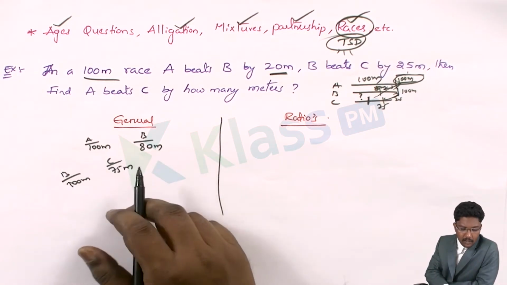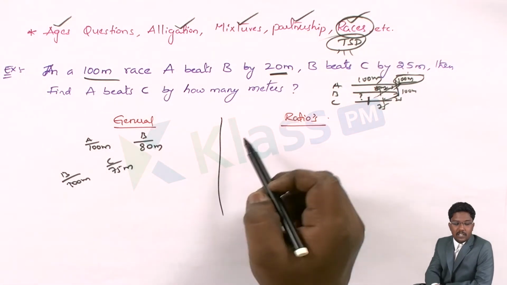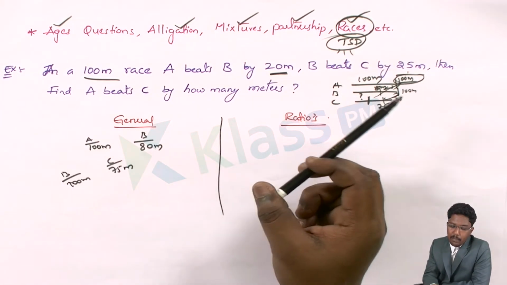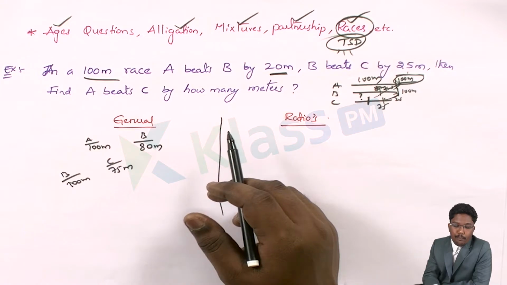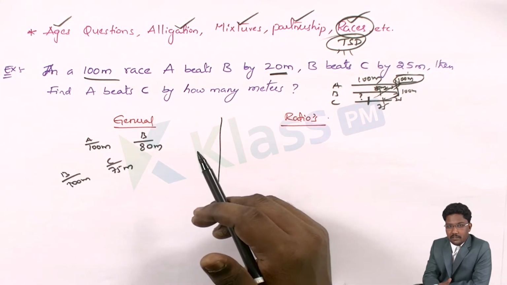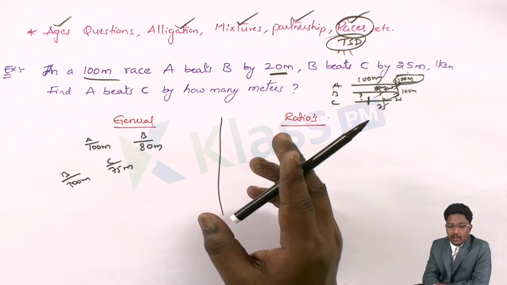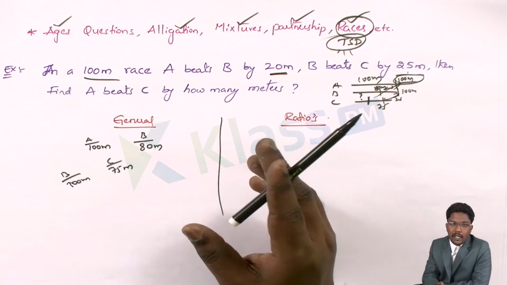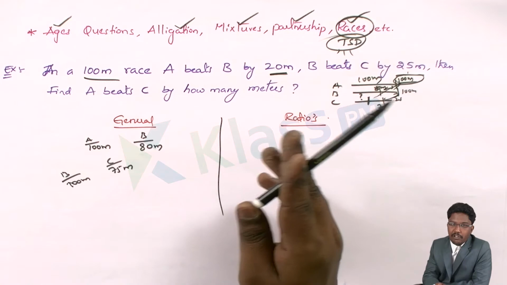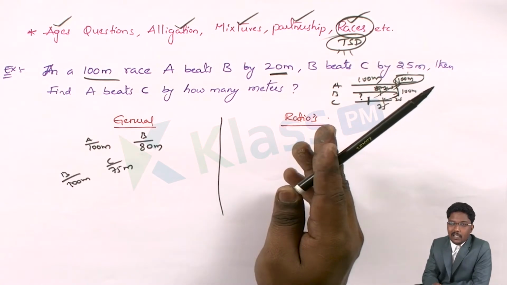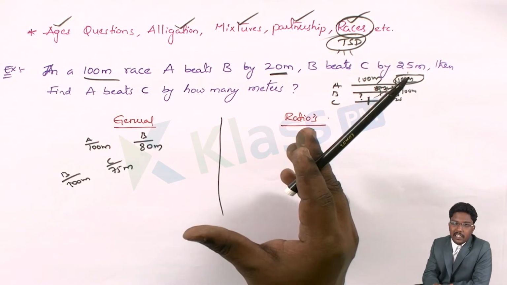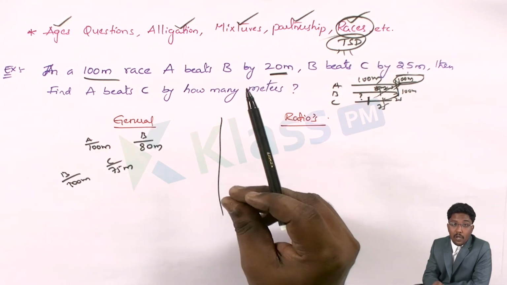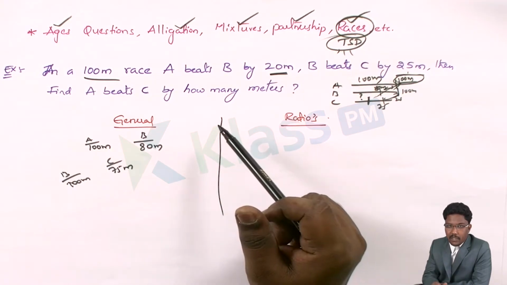I will repeat again. In a 100 meters race, A beats B by 20 meters. B beats C by 25 meters. Beats means A finished his race. A is at the winning point, crossed the winning line, A completed his race of 100 meters. When A completed the 100 meters race, B is at 80 meters. So the difference between A and B is 20 meters. So A wins B by 20 meters.